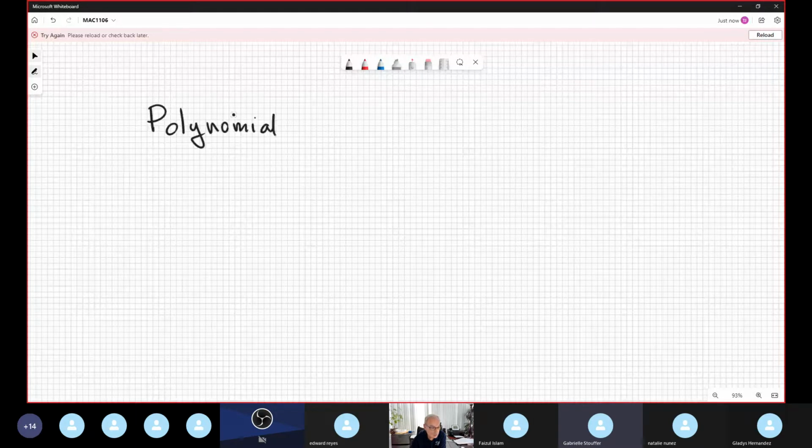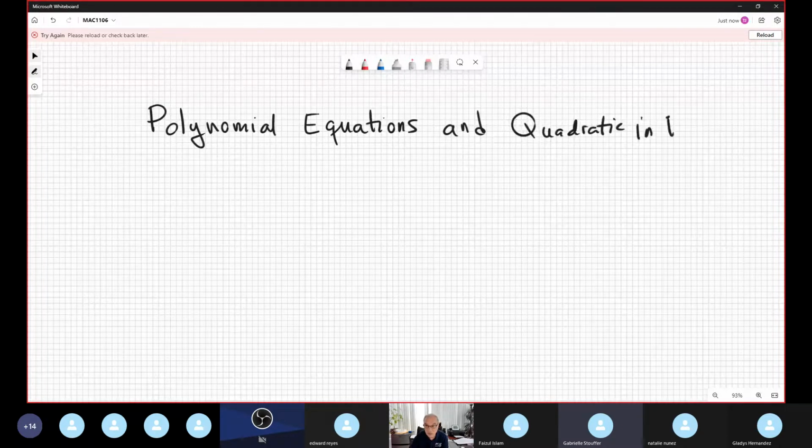Polynomial equations. And I want to emphasize one specific type: the equation that is quadratic in form. This is the most important. So we study polynomial equations, nice. But one particular type is the quadratic form.